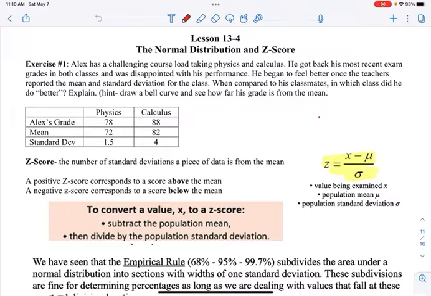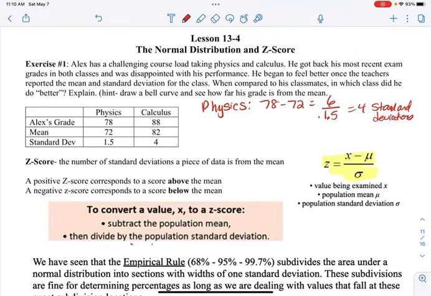So the mean grade in physics was a 72. So let's actually subtract that. So physics, all right, he got a 78. The mean grade was a 72. So that's 6 points higher than the mean. The standard deviation is 1.5. So if I take 6 and I divide it by the standard deviation, 1.5, he was 4 standard deviations away. It's 4 standard deviations away.